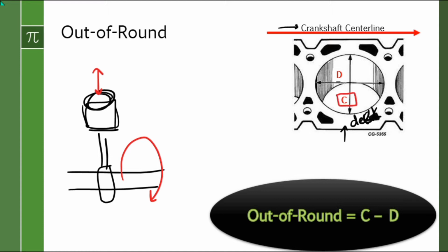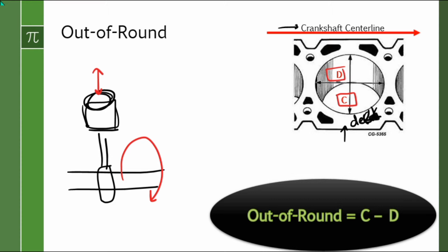So whenever you're calculating out of round, what you expect is to see the maximum wear at the top of the bore in a direction that is perpendicular to the crankshaft centerline. So that is measurement C. And if you are parallel to the crankshaft centerline, that's measurement D. And I expect to see less wear in that direction because I don't want my crankshaft shifting back and forth as I drive my car. That's not cool.